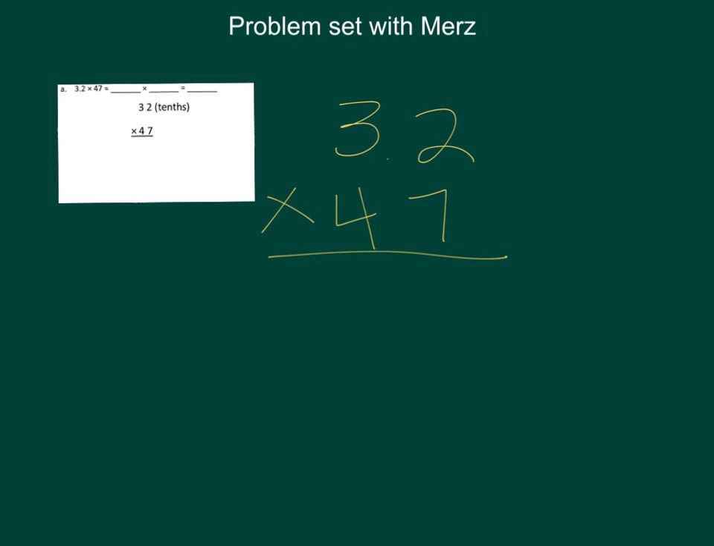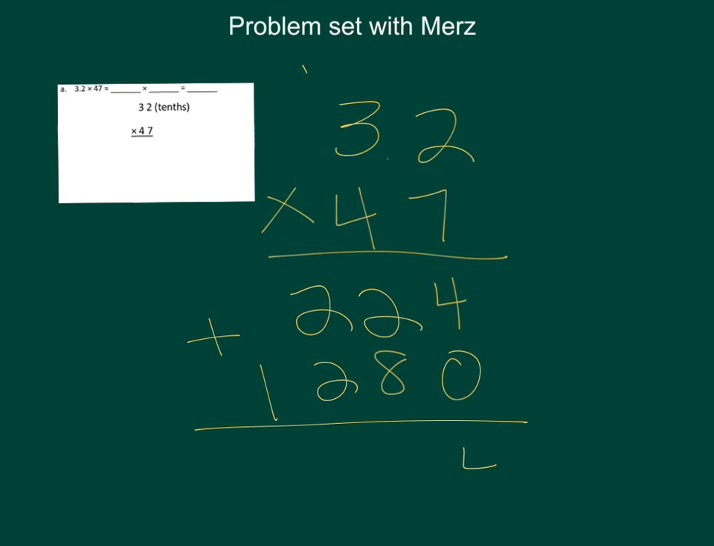7 times 2 is 14. Carry the 1. 7 times 3 is 21, and 1 more is 22. 0 as a placeholder. 4 times 2 is 8. 4 times 3 is 12. Add up your partial products. 1,504. But we are not done because this problem has a decimal point in it. Don't forget, it is 1 hop over. In our answer, it is 1 hop over.